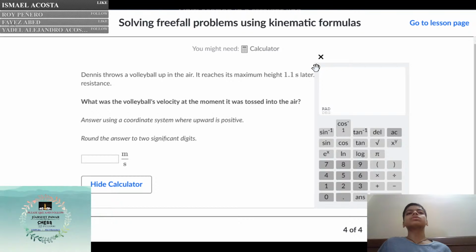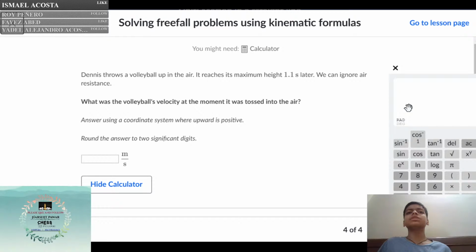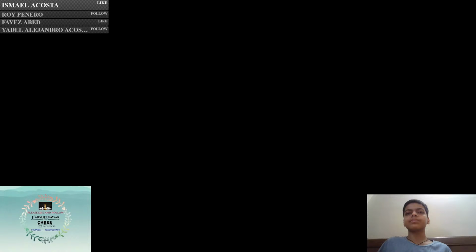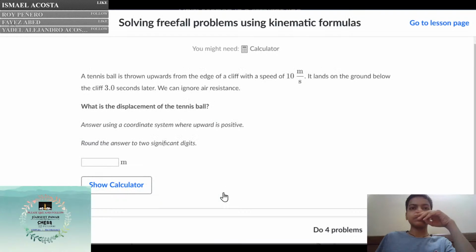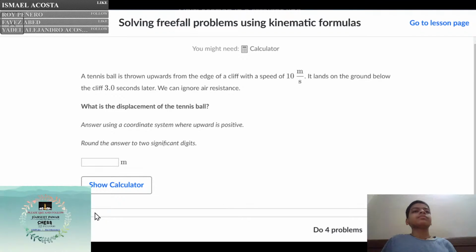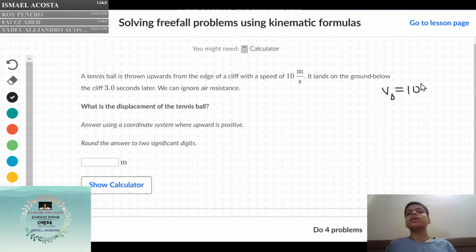Tennis throws a volleyball up in the air. It reaches a maximum height 1.1 seconds later. Okay, let's do it quickly. Thrown upwards, the velocity is equal to 10 meters per second.